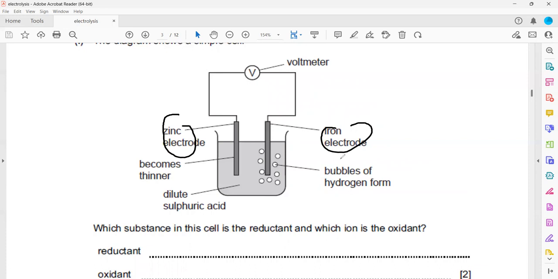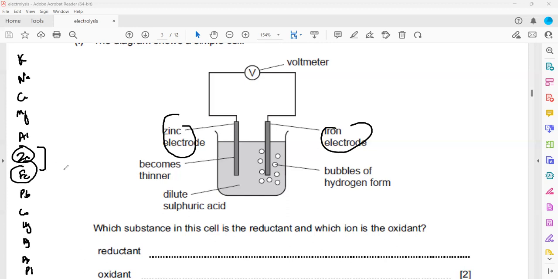So to increase the cell voltage, whenever we want to increase the voltage of a cell, we should use two metals which are having a greater difference in the reactivity. For example, here we are using zinc and iron. Instead of zinc, as we know the reactivity series, we have potassium, sodium, calcium, magnesium, aluminium, zinc, iron, lead, copper, mercury, silver, gold, and platinum. So in this case, we are using iron and zinc.